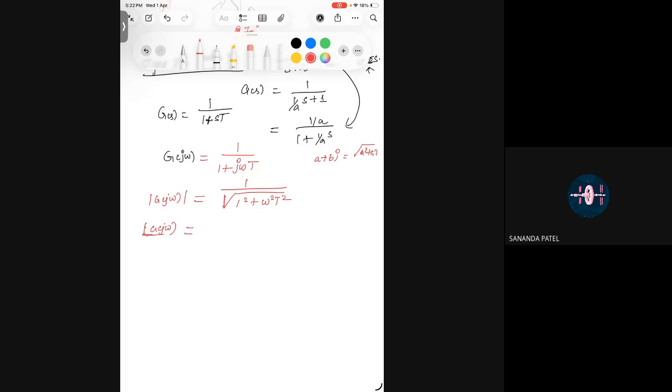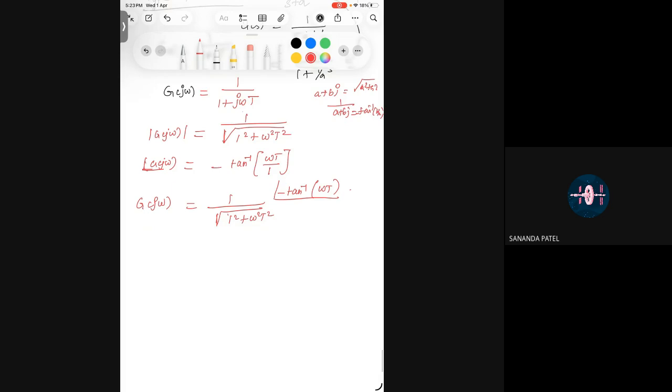For phase, how will you write? If you have something like a plus bj, it will be tan inverse of b by a. But if it is 1 by a plus bj, it will be minus tan inverse of b by a. So here, it will be minus tan inverse of omega T by 1. So overall, I can write this as 1 by the root of 1 square plus omega square T square, with phase minus tan inverse of omega T. Is it right? This is the magnitude, whereas that is the angle.